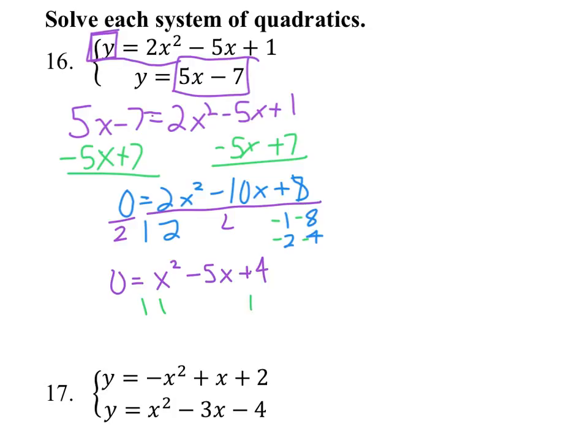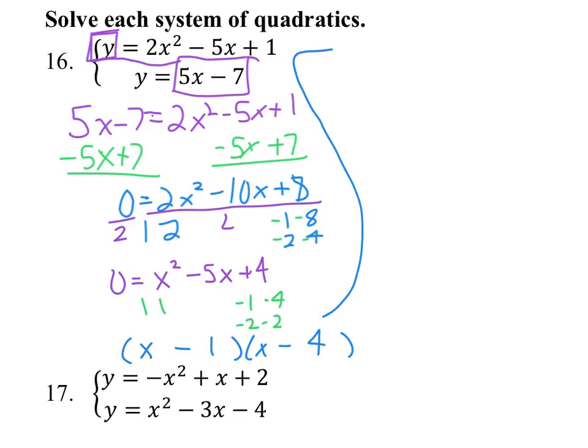1 and 1, 1 and 4, 2 and 2, and again both negative because of the positive 4 and negative 5. So we know it has to be x and x. In order for it to be minus 5, it's going to be minus 1 and minus 4. So that tells us, I'm going to come up here, x equals 1, and this equals 0, and x equals 4.